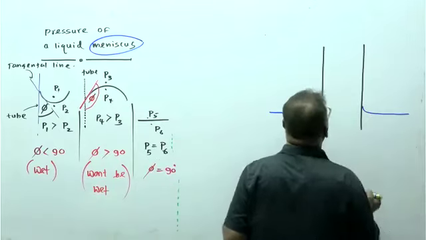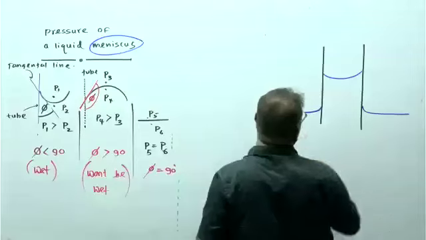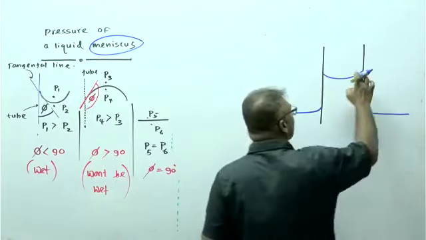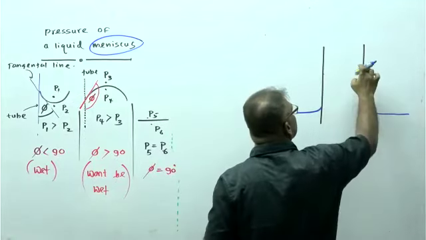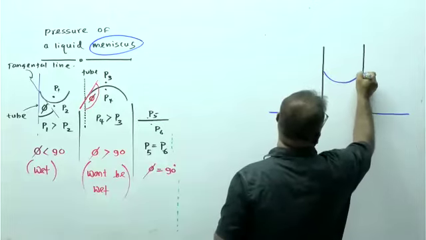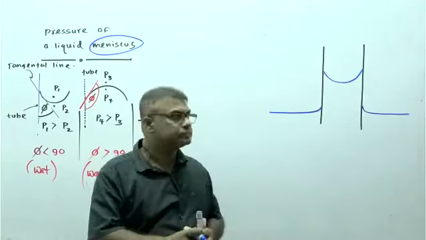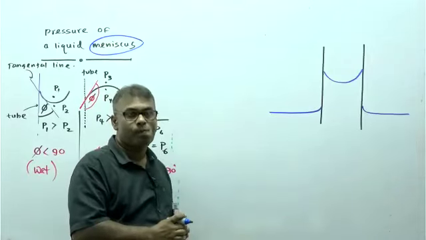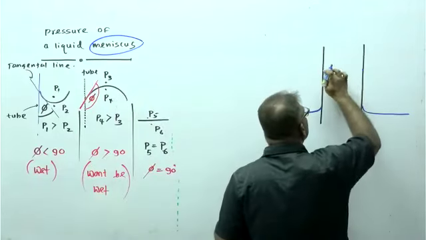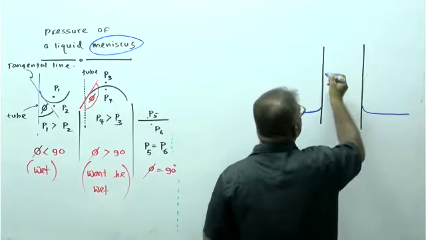Next point. There is no effect of the surface tension if the angle of contact is 90 degrees. Right.